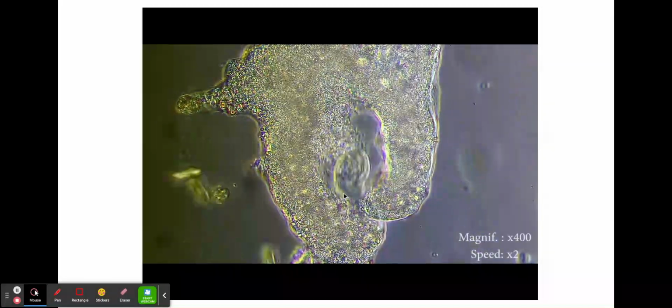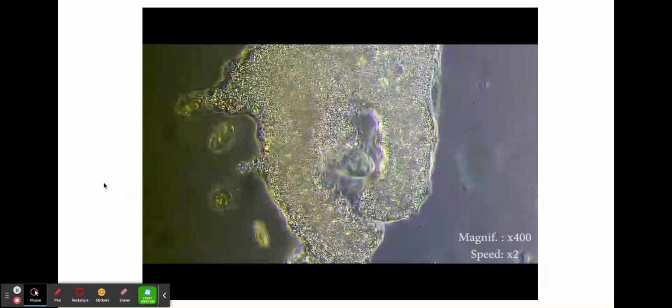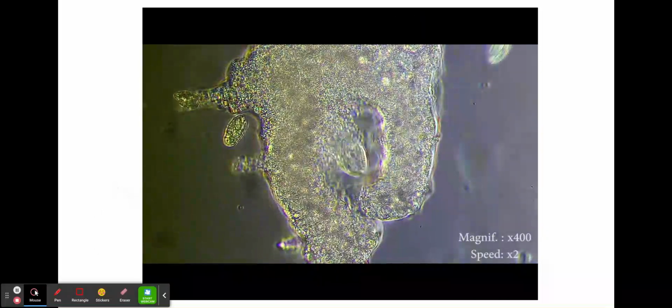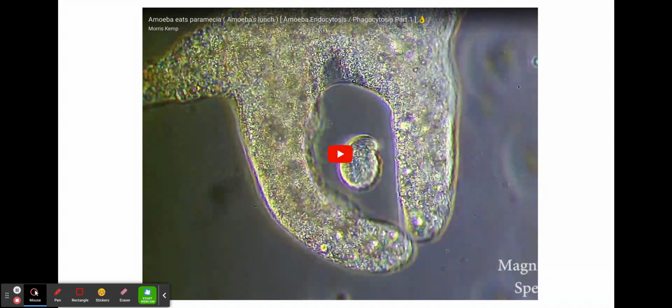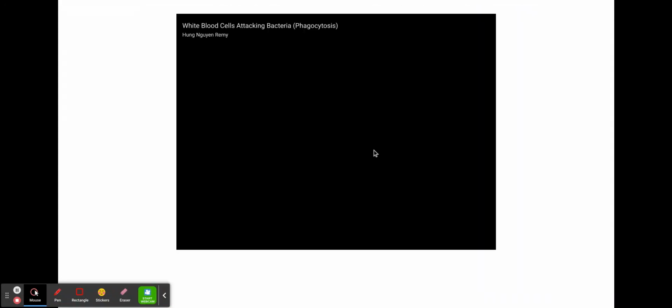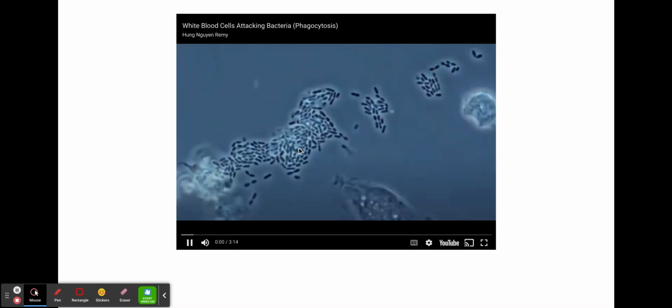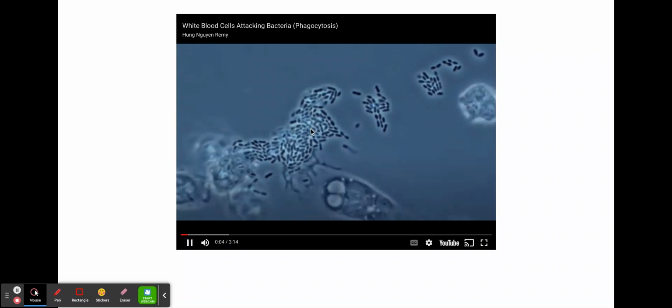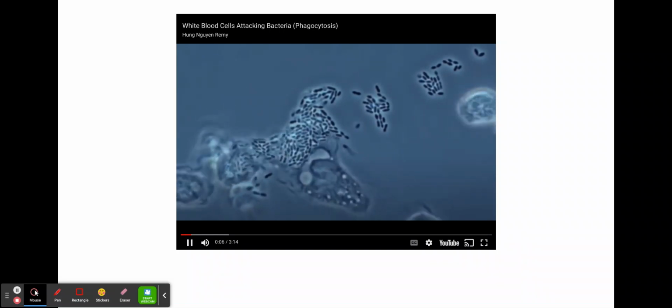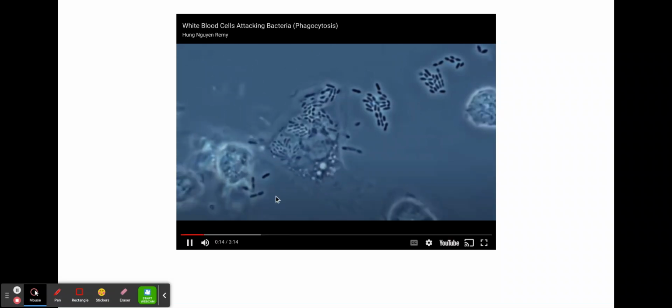You can see him moving around there. Okay. So bringing something into our cell. The next one here is showing white blood cells. They're kind of the blob. The little ovals are the bacteria. The white blood cells are coming in and they're kind of surrounding and gobbling up the little bacteria pieces. So they're surrounding the bacteria, bringing them into the cell where they'll destroy them.